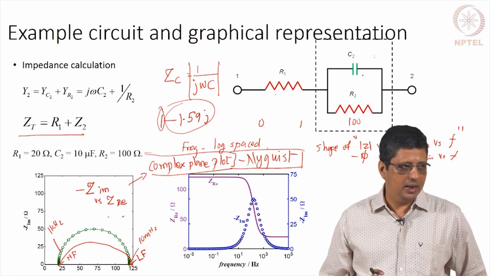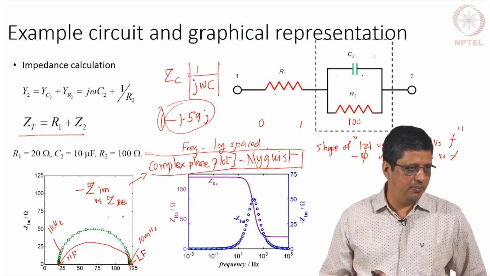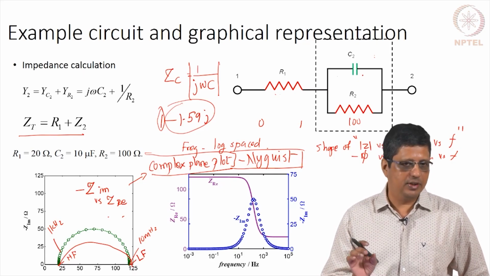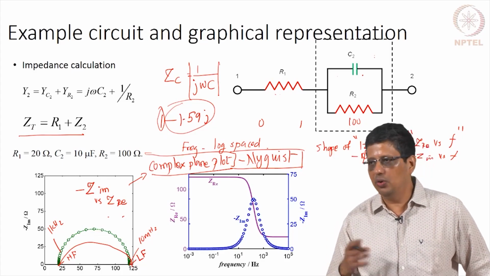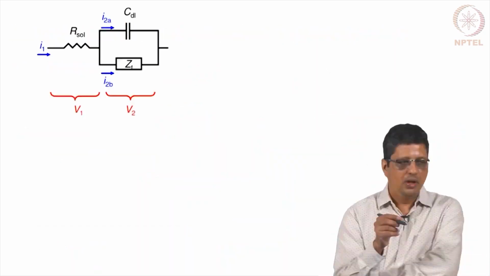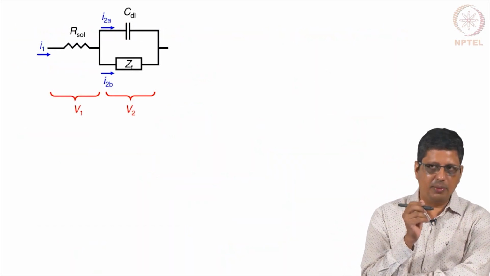I want you to keep in mind that it does not mean every electrochemical system. If you plot absolute value of z versus frequency and minus phase versus frequency, unless you actually calculate and plot, you will not know what it is for real and imaginary. Now, that calculation we have done using complex plane notation.